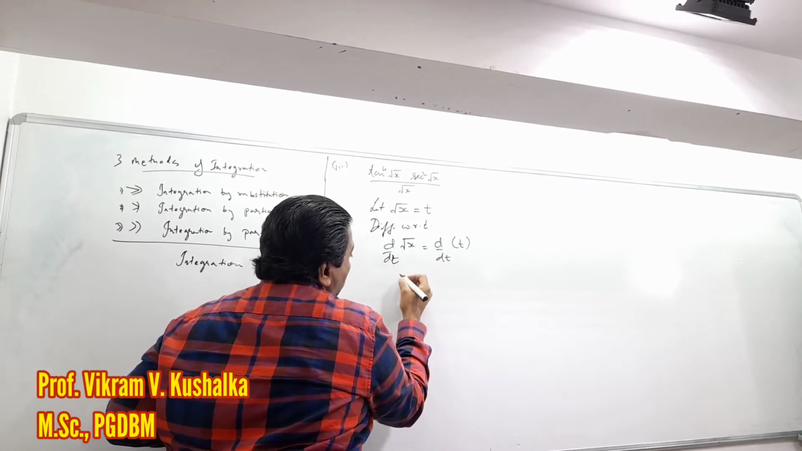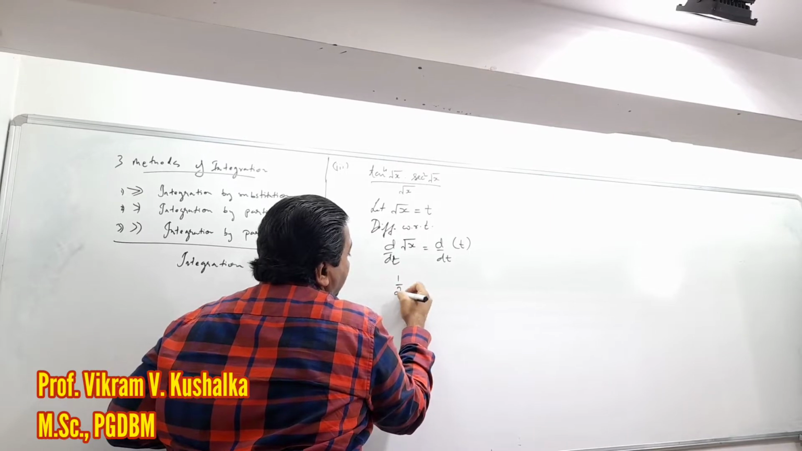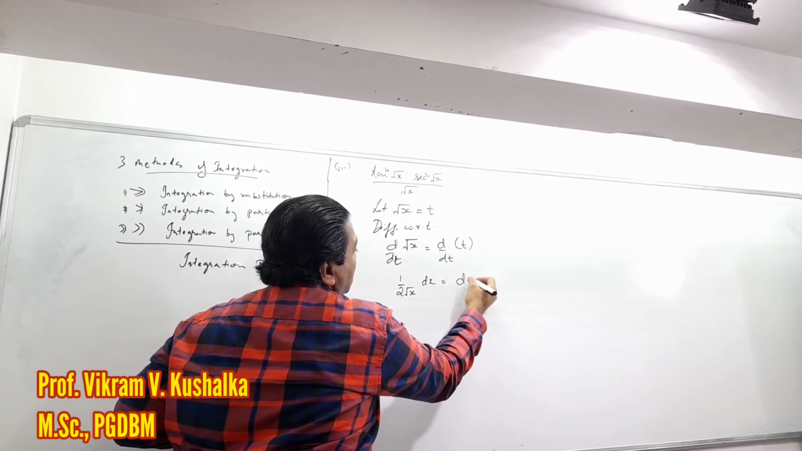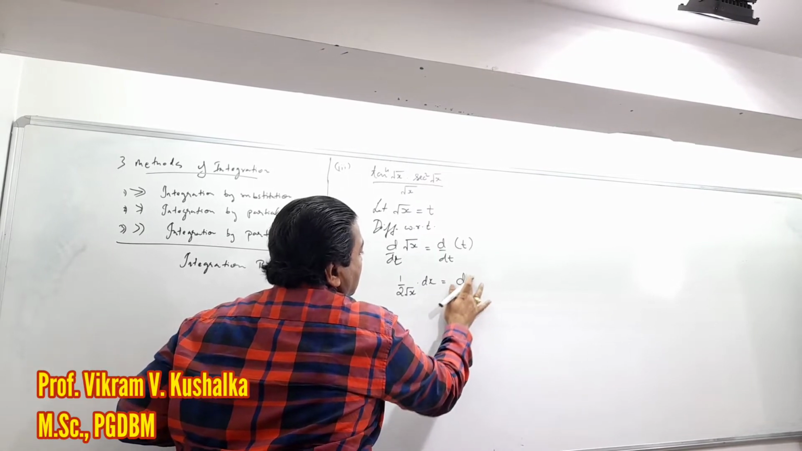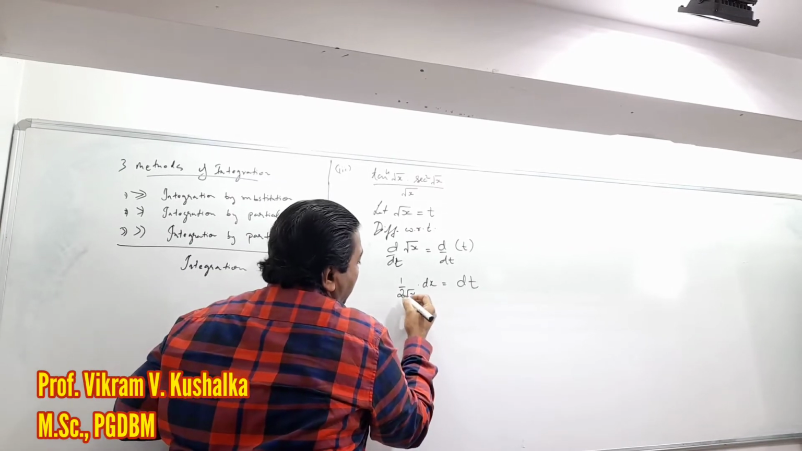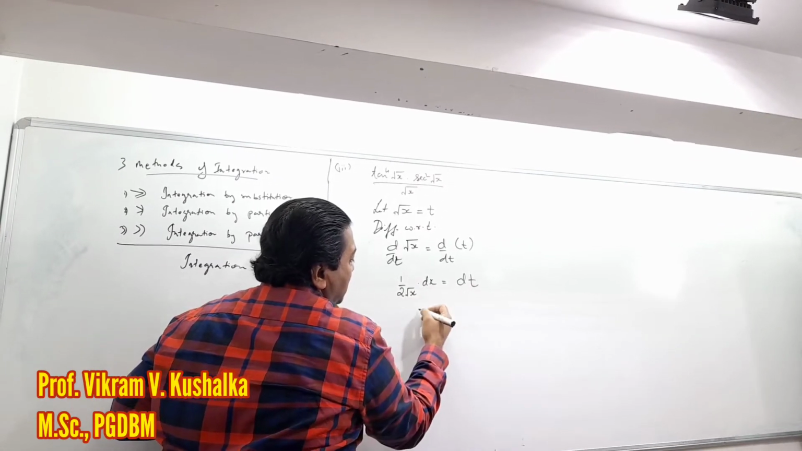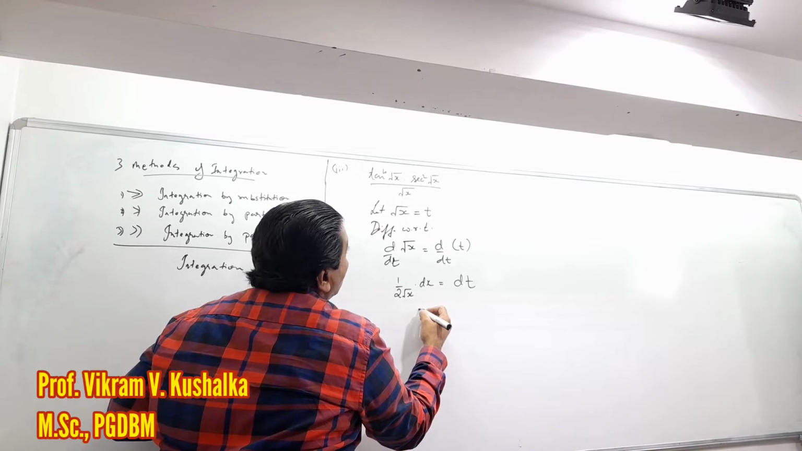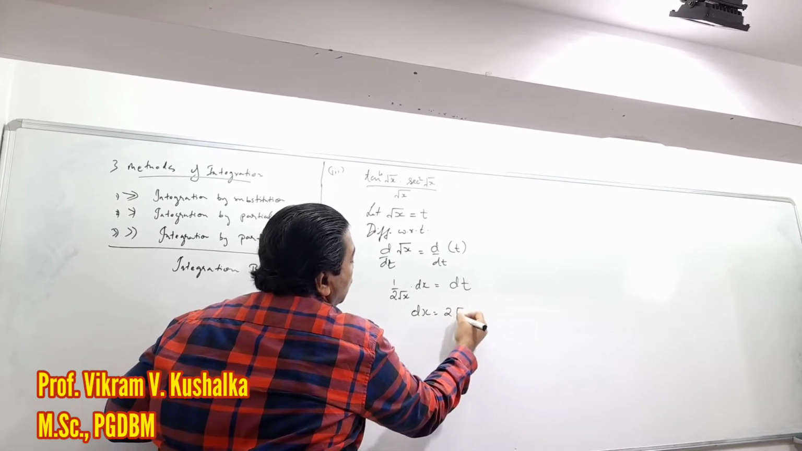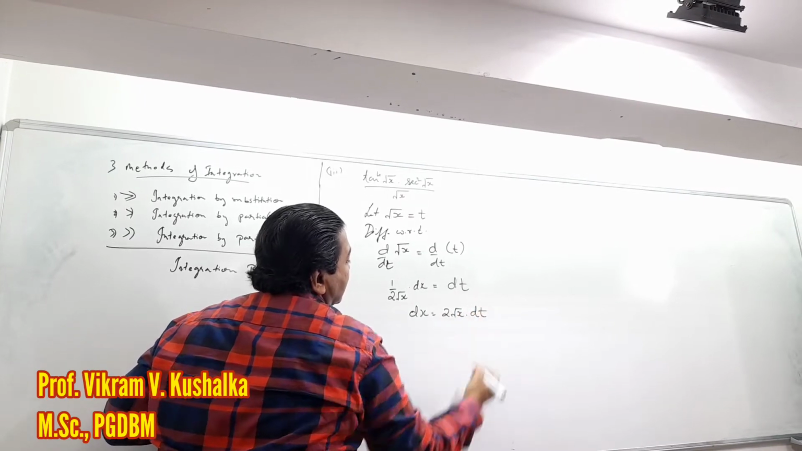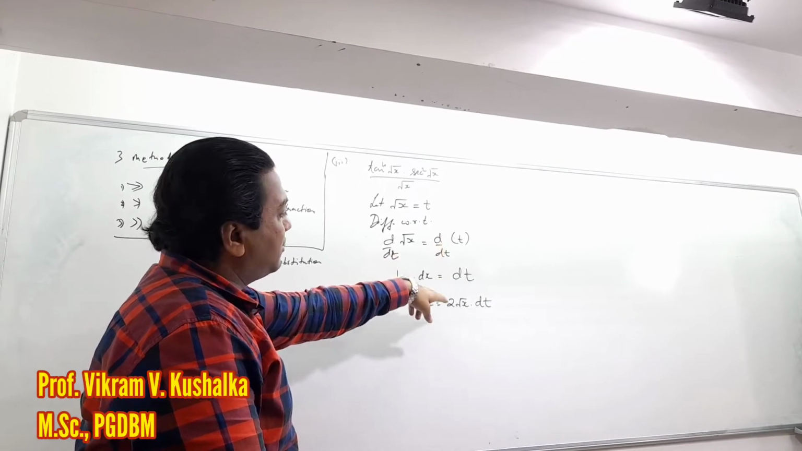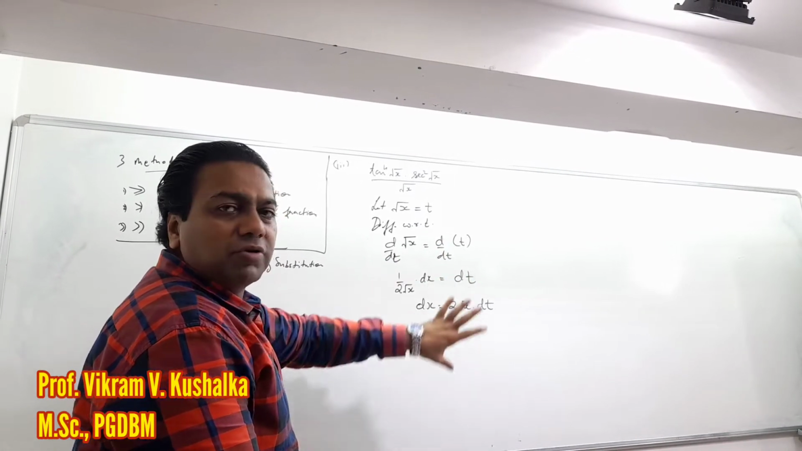So d by dt of root x is going to be 1 by 2 root x dx is equal to dt. So therefore you get 1 by 2 root x into dx is equal to dt. So therefore your dx will be equal to 2 root x dt. So I have shifted this on the other side, so that it became 1 by 2 root x dx is equal to dt.